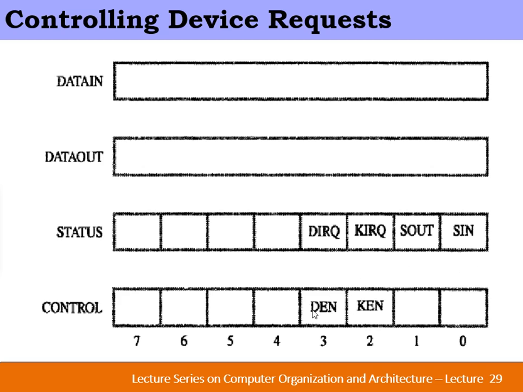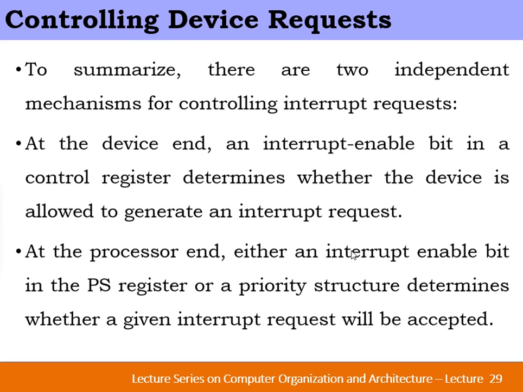They can generate an interrupt request whenever they are capable of transferring data between the processor and the IO device, that is, the SIN flag and the SOUT flag. When a device generates an interrupt request, it is indicated to the processor with the help of the IRQ flag, the interrupt request flag. So at the device end, the interrupt enable bit in the control register determines whether the device is allowed to generate an interrupt request.